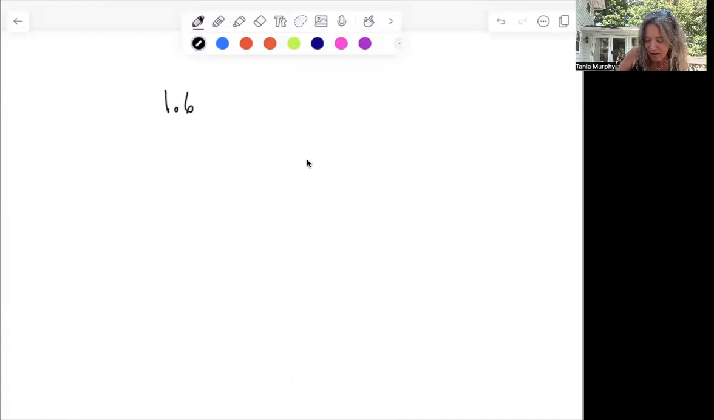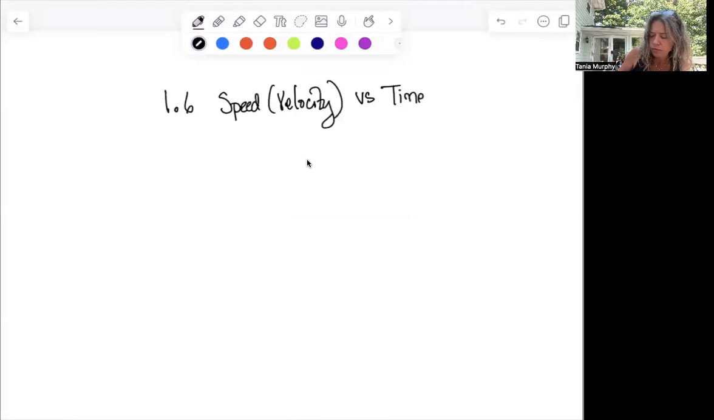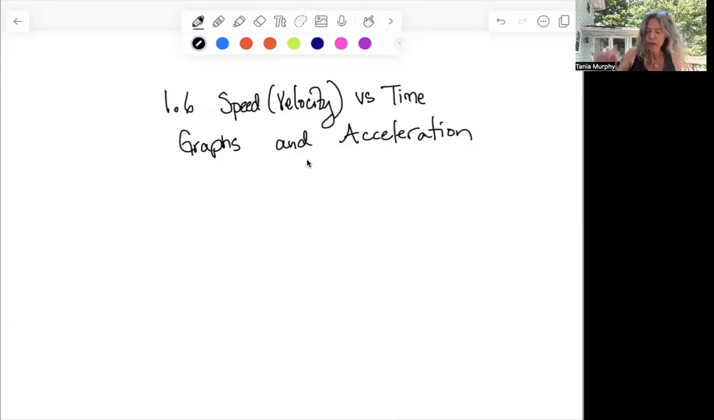1.6 speed or velocity. Okay, so we're going to look at speed versus time graphs and how they can give us insight into acceleration.